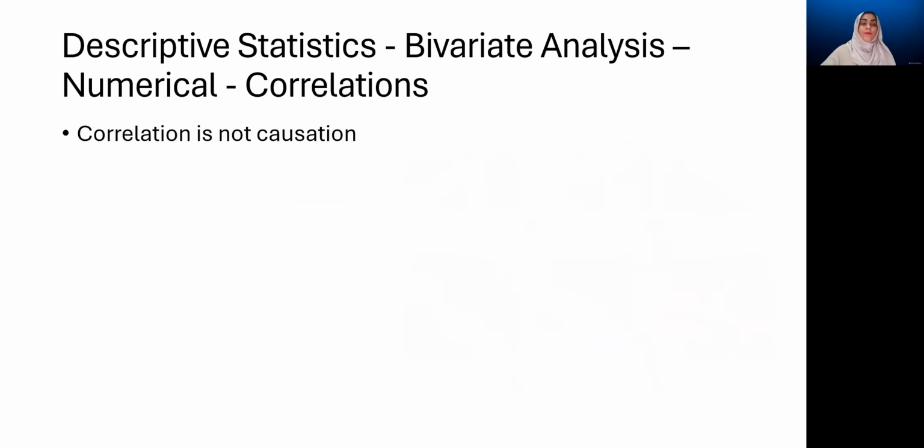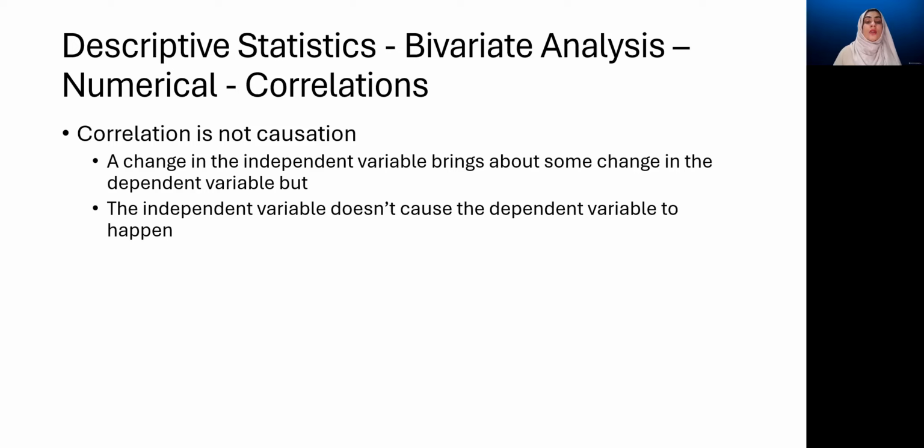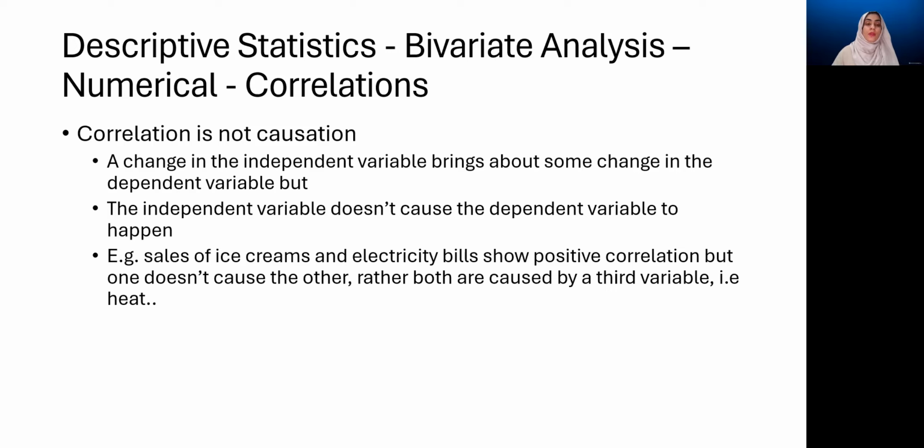One thing that we must emphasize here is that correlation is not causation, which means that a change in the independent variable brings about some change in the dependent variable, but it does not cause the dependent variable to happen. For example, the sales of ice creams and the electricity bills can show a positive correlation, but one does not cause the other. Increase in the sales of ice cream is not the cause of increase in the electricity bills. Rather, both of these are caused by a third variable, which is the heat. So we must emphasize that correlation is not causation.